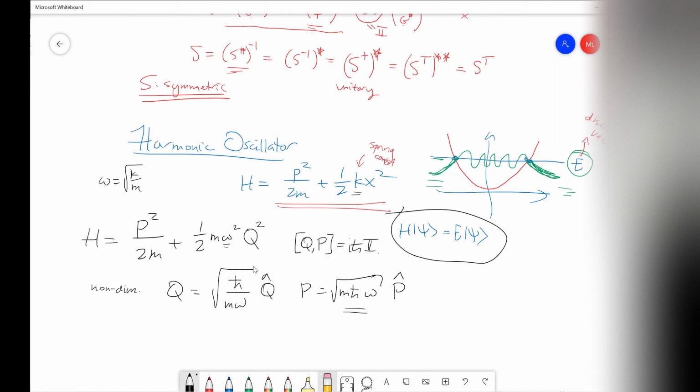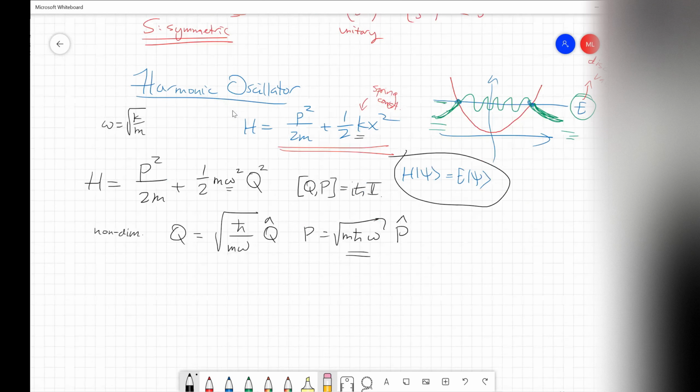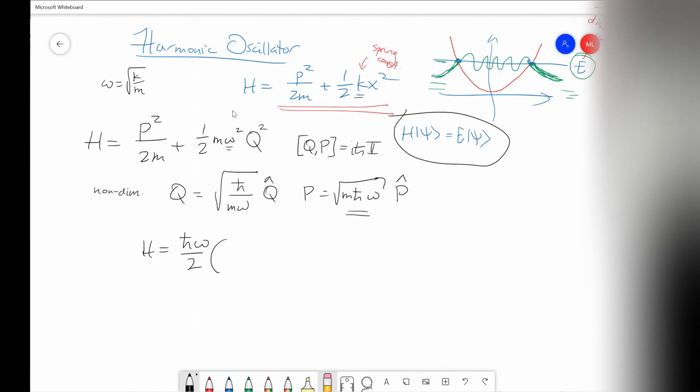And if you substitute these into here, what you get is that it's just h bar omega over 2, and it's p hat squared plus q hat squared. It's just a nice way of rewriting this, introducing an h bar and factors of m appropriately, so that p and q are on the same footing, so they no longer have anything out in front. And if you work out the commutation relation between q hat and p hat, the h bar goes away, and it's just that. So that's where we'll start next time.